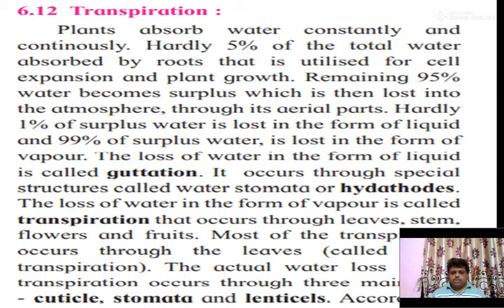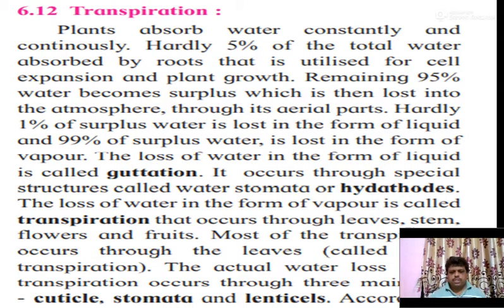The actual water loss during transpiration occurs through three main sites. The first site is the cuticle, the second is stomata, and the third is lenticels. Accordingly, three types of transpiration are recognized: cuticular, stomatal, and lenticular. So I repeat, there are three types of transpiration found in plants: cuticular, stomatal, and lenticular. Let us see them one by one.